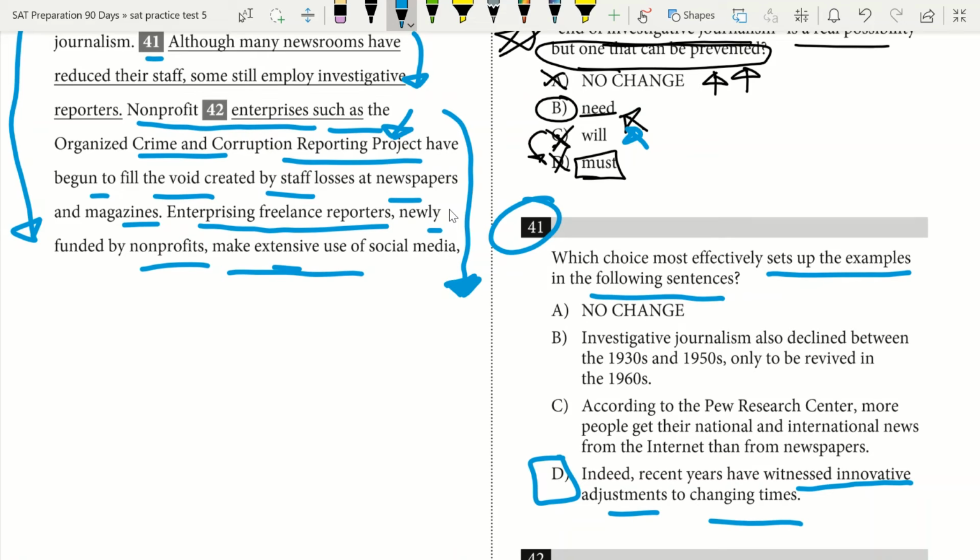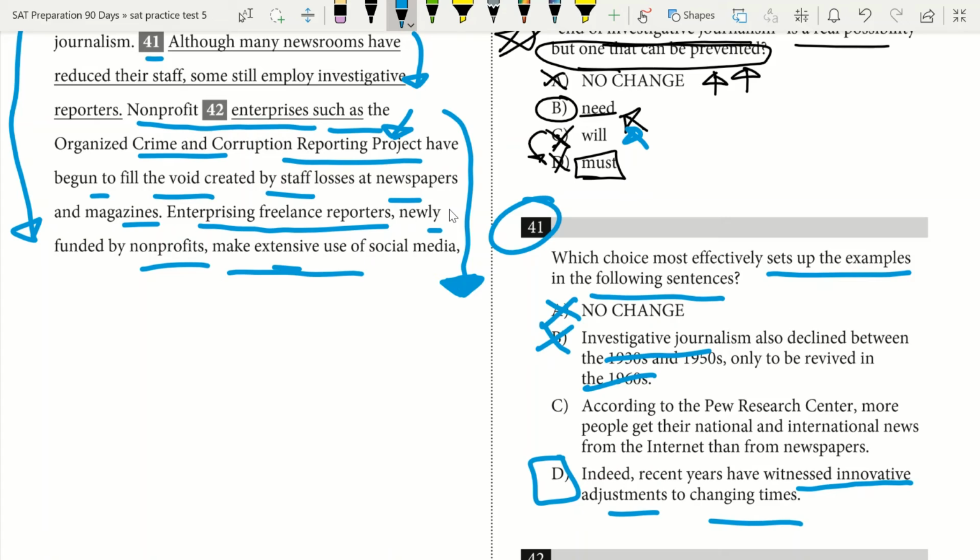Now we have people using social media. We have nonprofits entering the marketplace now. So it's not just those old print newspapers, and A doesn't address that in 41. So A is incorrect. B, investigative journalism also declined between the 1930s and 50s, only to be revived in the 60s. Once again, that's not introducing those innovative examples that follow.